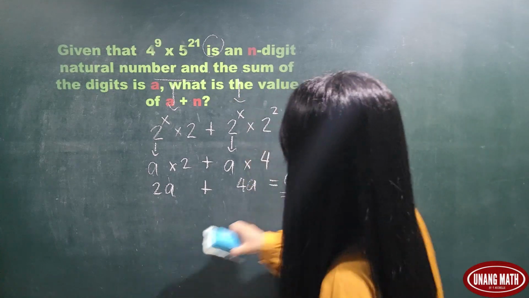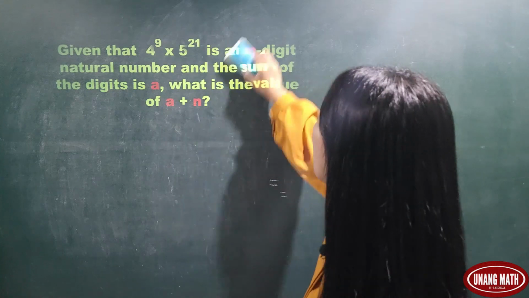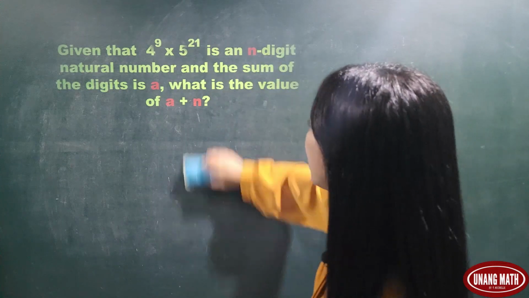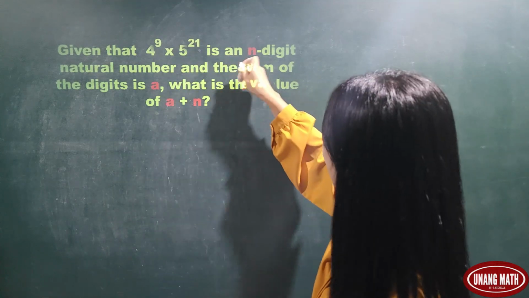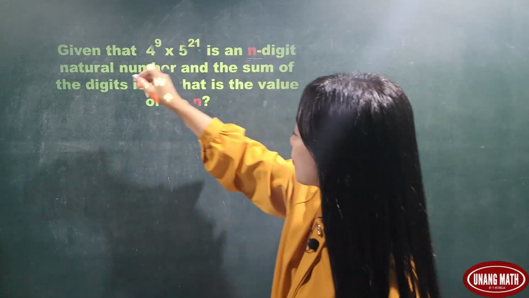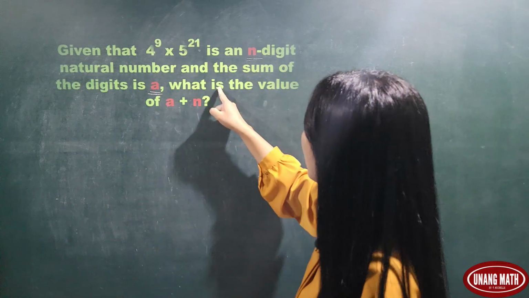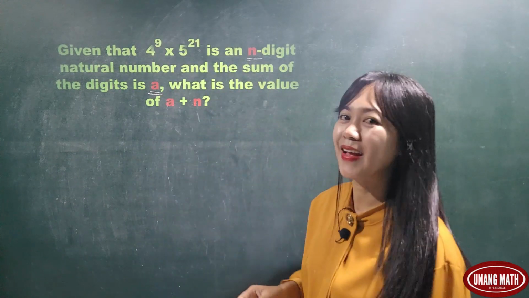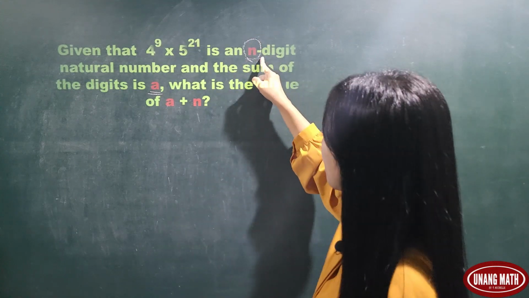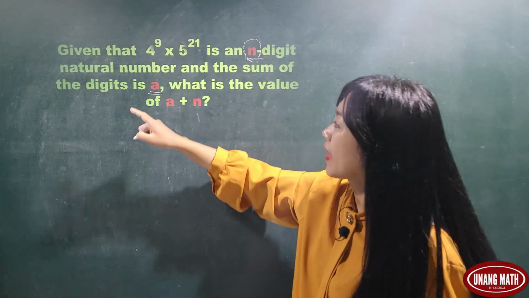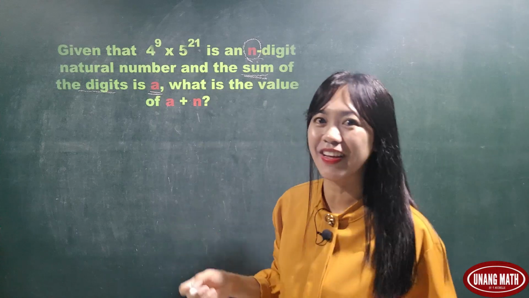Let's move on to the second problem. Given that 4 raised to the power of 9 times 5 raised to the power of 21 is an n-digit natural number and the sum of the digits is a, what is the value of a plus n? In this problem, n is the number of digits and a is the sum of the digits.